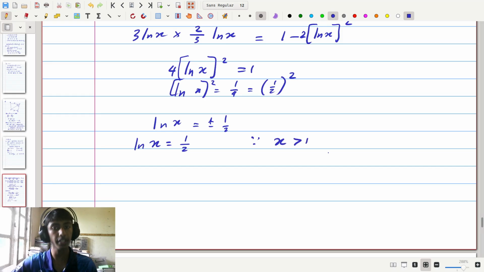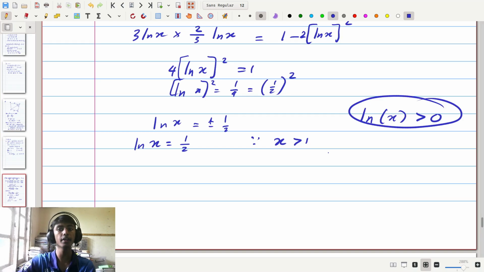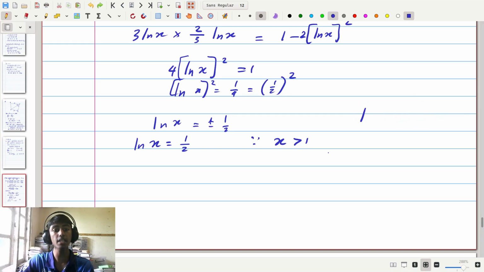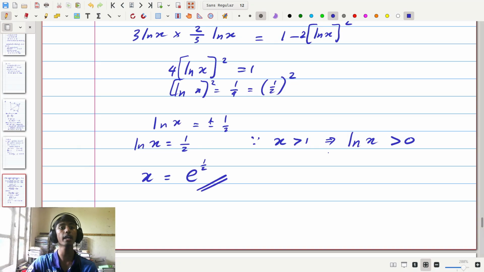Because if x is greater than 1, the natural logarithm of x is going to be a positive number, and therefore we can say the natural logarithm of x must be equal to positive half. So x being greater than 1 implies that the natural logarithm of x must be greater than 0, and hence it cannot be negative half and it must be positive half. And now finally, if we take e to the power of both sides, on the left hand side we get x, and on the right hand side we get e to the power of half. Therefore, x is equal to e to the power of half, and that's going to be the solution for this part of the question.